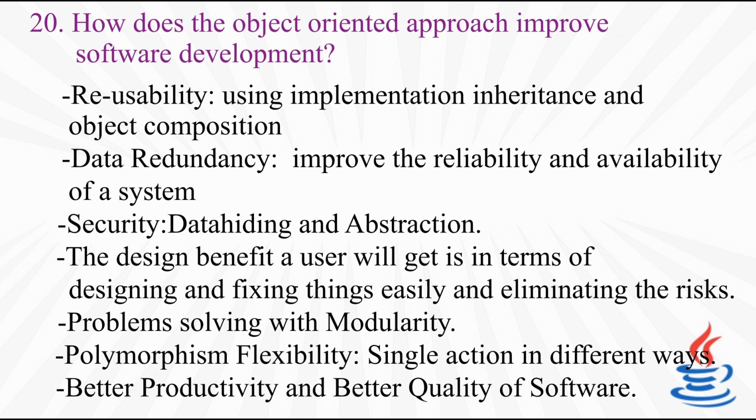Next is security, data hiding and abstraction. With the use of data hiding and abstraction mechanisms, we are filtering out limited data for exposure, which means we are maintaining security and providing only the necessary data to view. Next is design benefits. If you are practicing OOPS, the design benefit is in terms of designing and fixing things easily and eliminating risks.